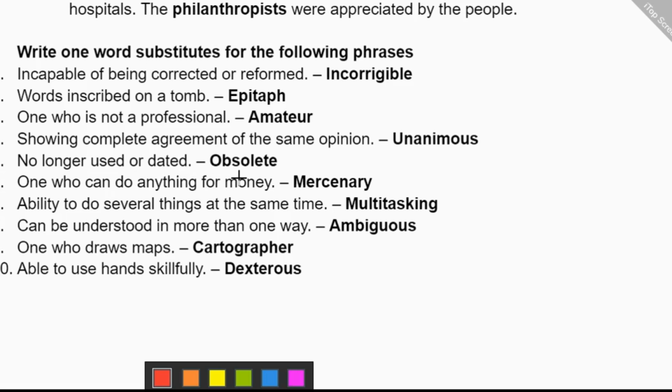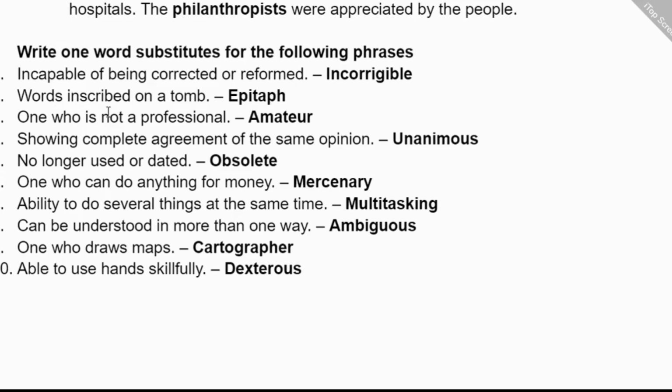See the last exercise. You might get this type of exercise in your exam. So let's read it. Write one word substitutes for the following phrases. The first one is incapable of being corrected or reformed. We call it incorrigible. Words inscribed on a tomb, we call it epitaph. One who is not a professional, amateur.